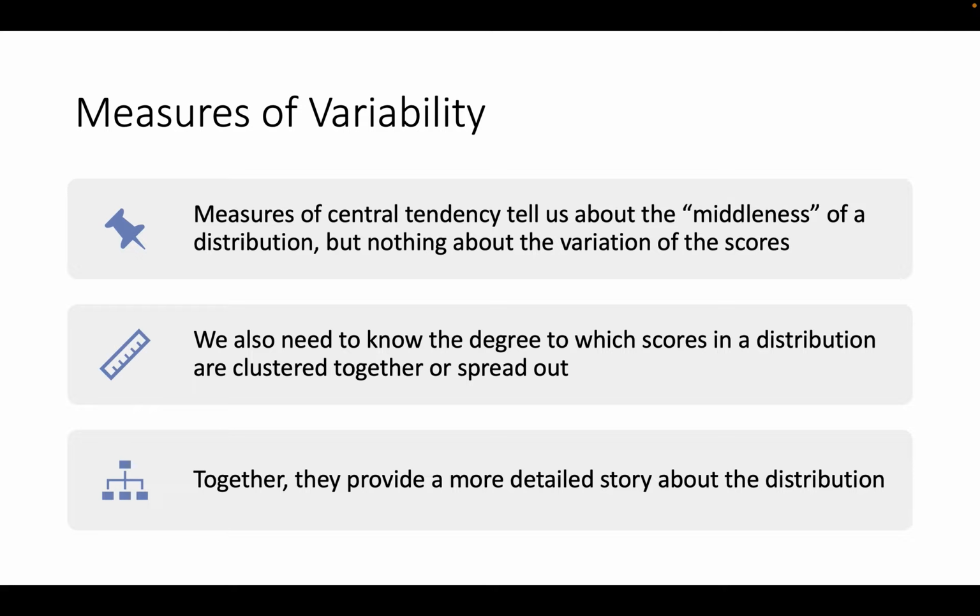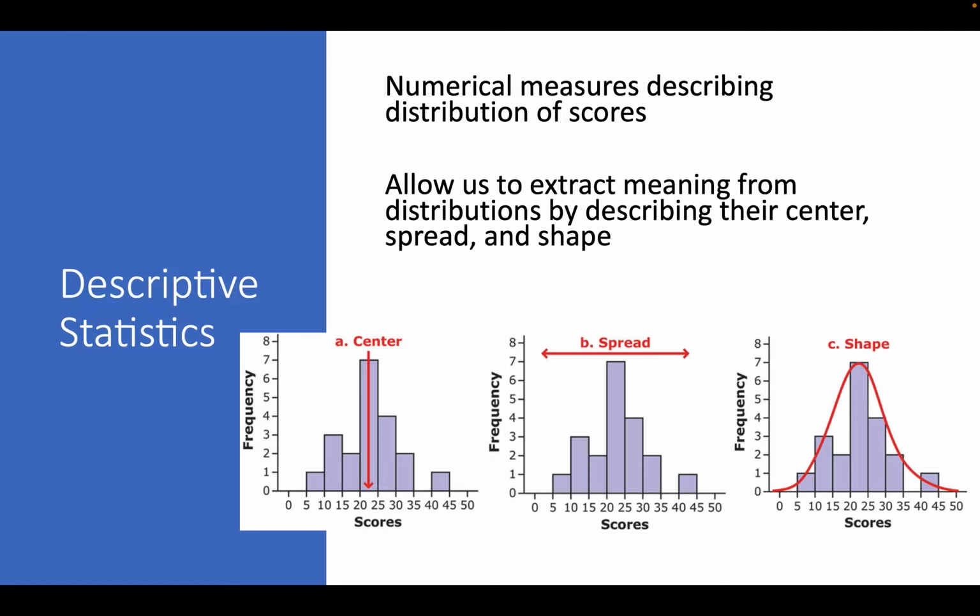And this brings us to measures of variability. So the central tendency measures tell us about the middleness of our data, but not a lot about the variation of our scores. And that single score doesn't really tell us much else. So we need to know how the scores in a distribution are clustered together or spread out. This gives us a more complete look at our data. And we always want to describe our data in as much detail as possible. So let's take a look at this again. We're talking about descriptive statistics here, and we've talked about the far left, the center of our data. Now we're going to be talking about the image in the middle, the spread of our data.